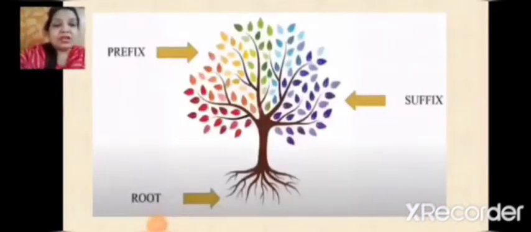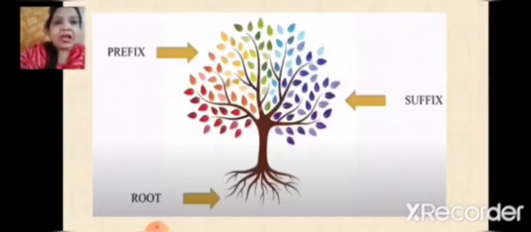So children, before we start this session, let us quickly check and identify what this tree is all about. Now, as you can see, there's a label of root, right? And we know that root plays a very important role when it comes to a tree. It's a wonderful tree with beautiful leaves. Make sure you remember these 3 labels. To the bottom of the tree, we have root. To the left hand side of the tree, we have prefix. And to the right hand side of the tree, we have suffix.